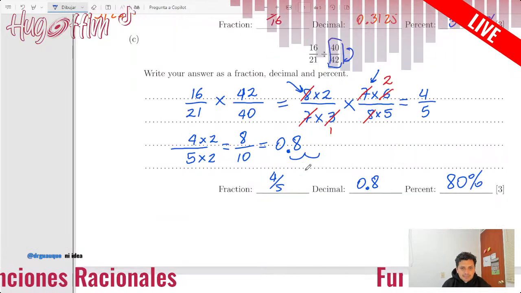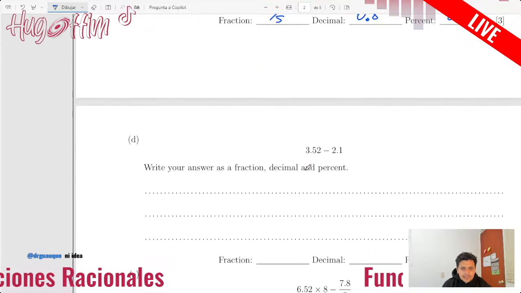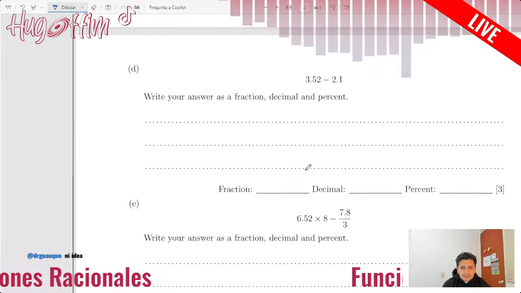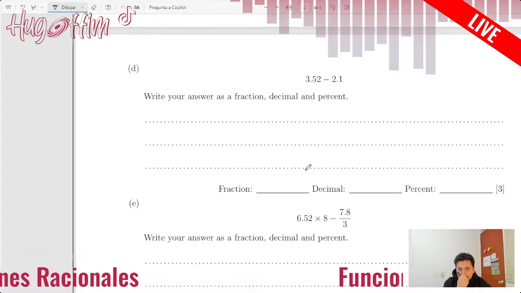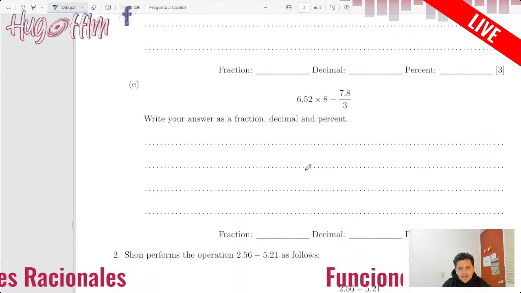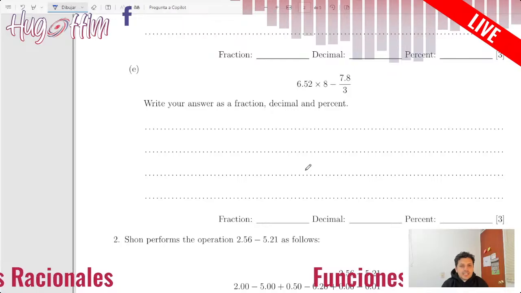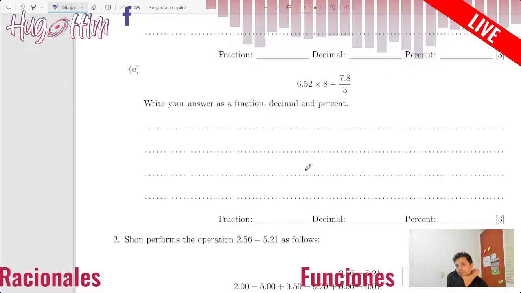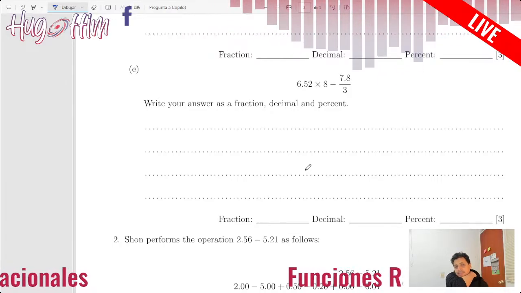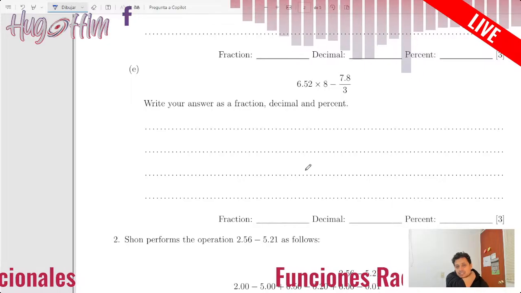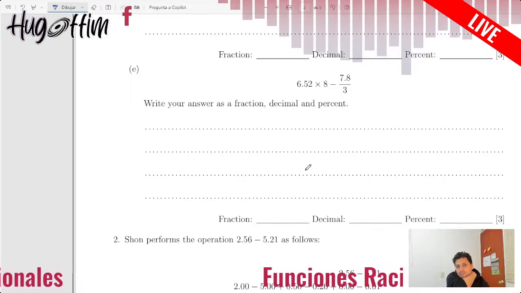Now, let's see another example. I'd like to work out this one that says 6.52 times 8 minus 7.8 divided by 3. And the idea of this exercise is that you work out PEMDAS.